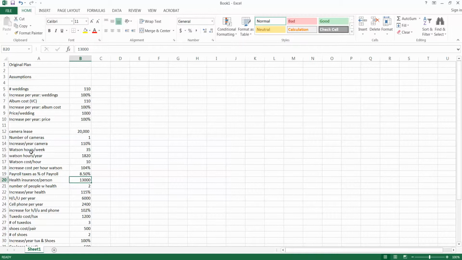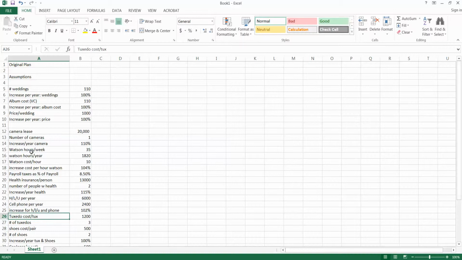I've got my health insurance and my number of people on health insurance, and here we know that it's 2 people because Mo's on it already and Watson is also. Our increase per year for health insurance, they tell us, is 115%. Then I have my overhead, which is my heat, light, utilities, and cell phone. I put both of those in on an annual basis, and I know that they're going to increase by 2% according to Mo's estimate. I also need to do how much I'm going to spend on clothing.